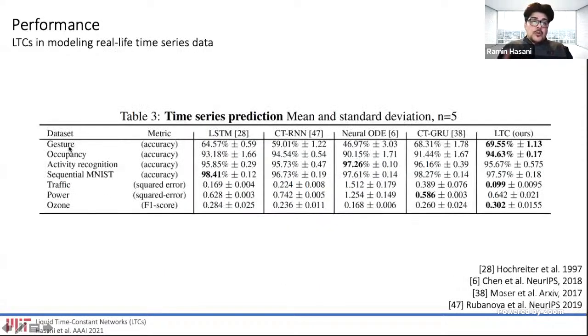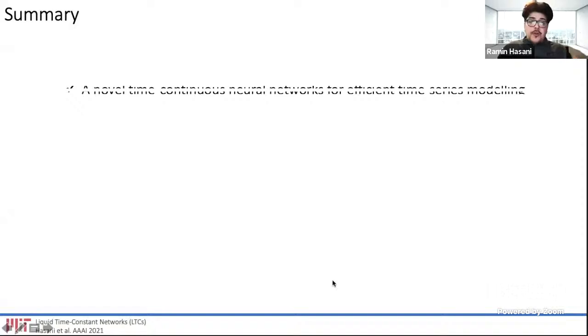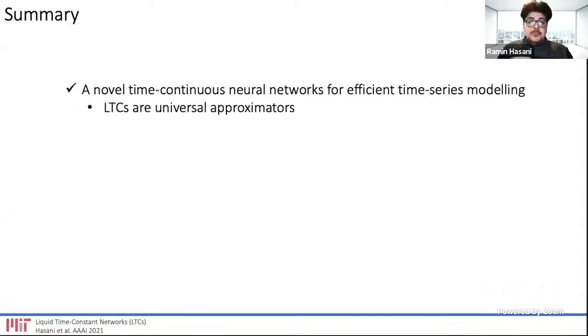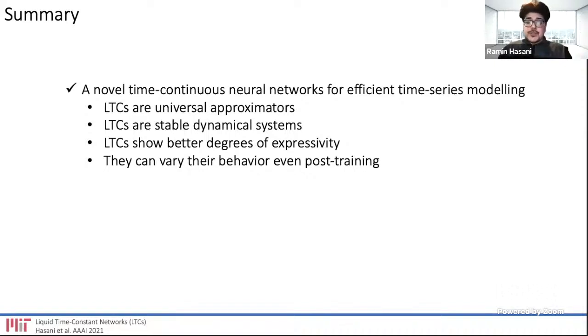We also took a couple of other real-world applications, and we saw that in most cases, LTCs outperform other models. What I want to show in summary so far is that we introduced this model. We showed that it's a universal approximator, that it has stable dynamics, and that it shows better accuracy and expressivity. They can also vary their behavior even post-training because of the liquidity, and so these systems are also good for irregularly sampled data.